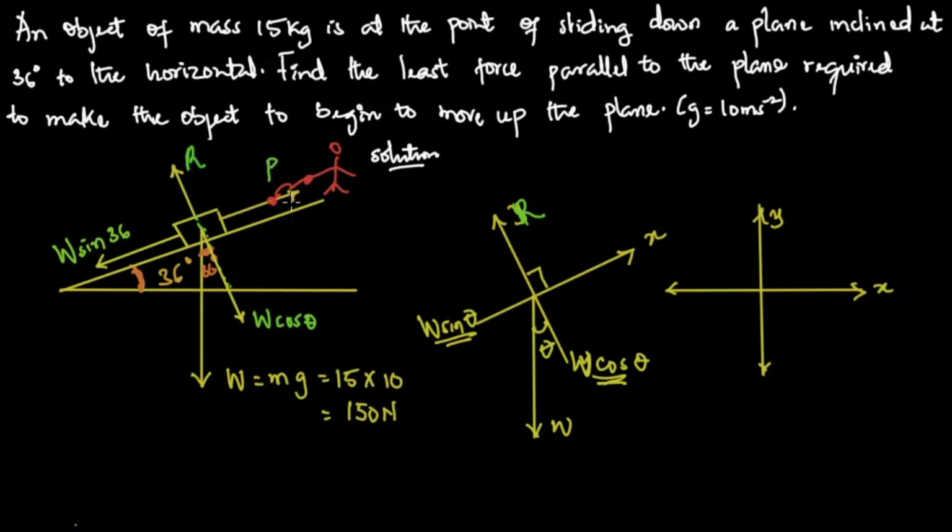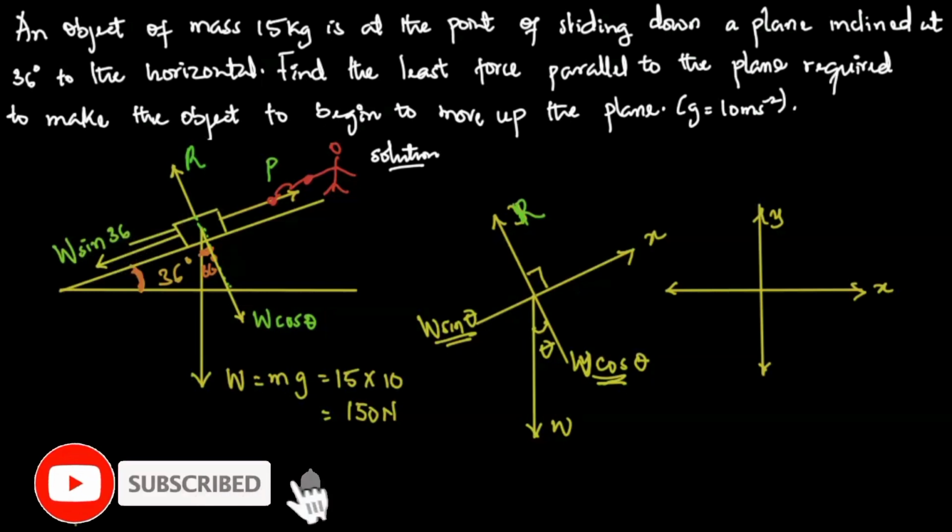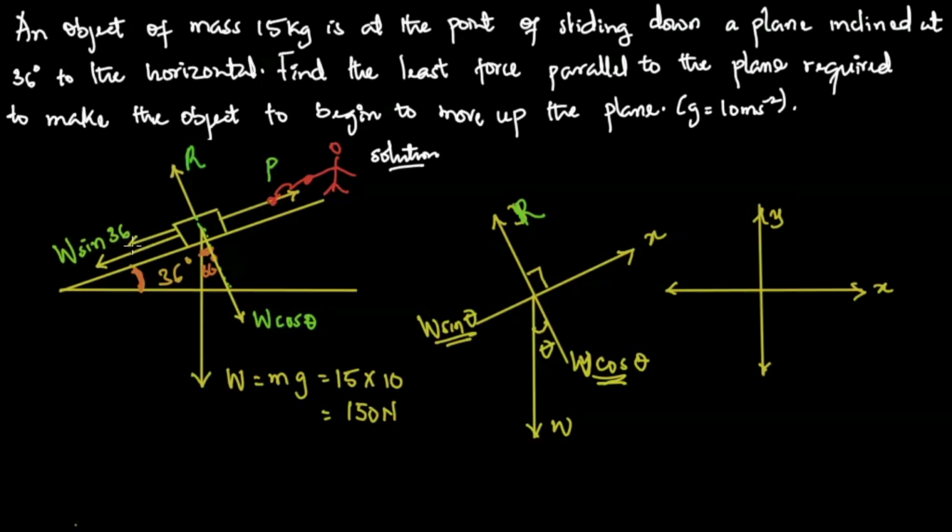Now as this person is dragging this object up the plane, there's going to be an opposition, a limitation to the movement of the object, and this is where our frictional force comes in to oppose and limit the movement of this object up the plane. And let's represent our frictional force with F.